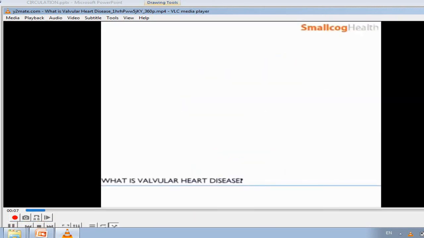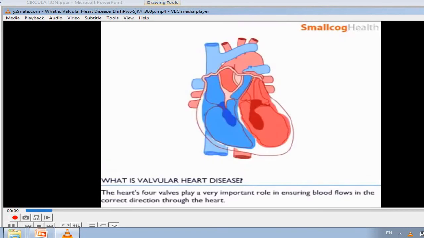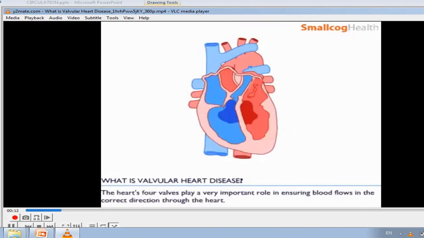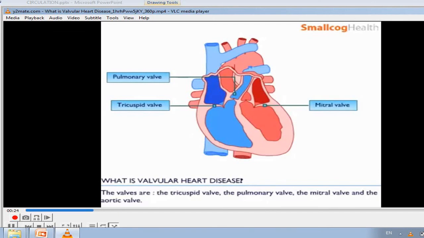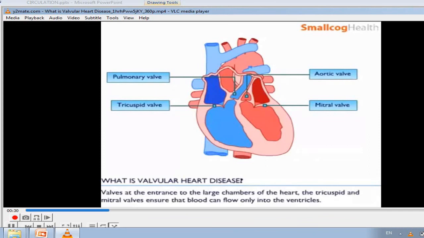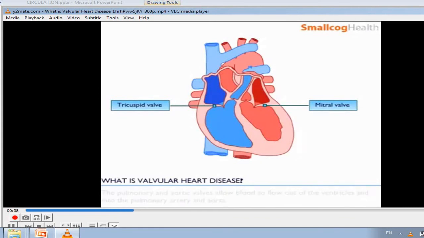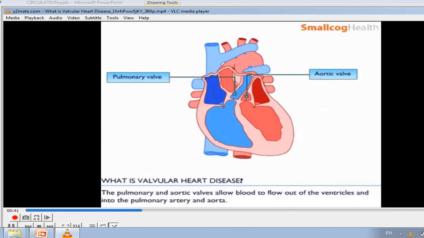What is valvular heart disease? The heart's 4 valves play a very important role in ensuring blood flows in the correct direction through the heart. The valves are the tricuspid valve, the pulmonary valve, the mitral valve, and the aortic valve. Valves at the entrance to the large chambers of the heart, the tricuspid and mitral valves, ensure that blood can flow only into the ventricles. The pulmonary and aortic valves allow blood to flow out of the ventricles and into the pulmonary artery and aorta.